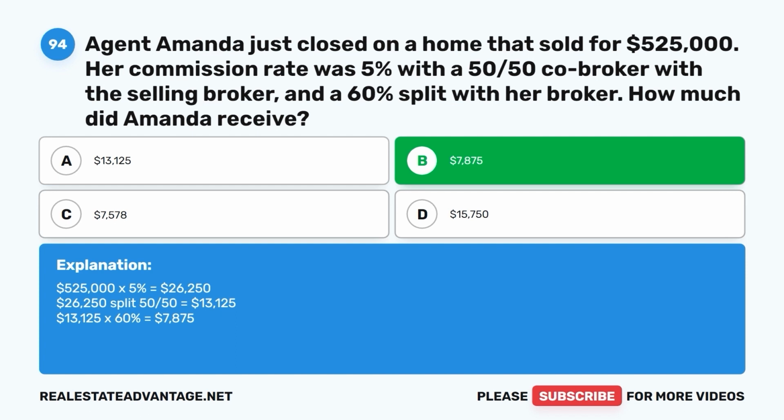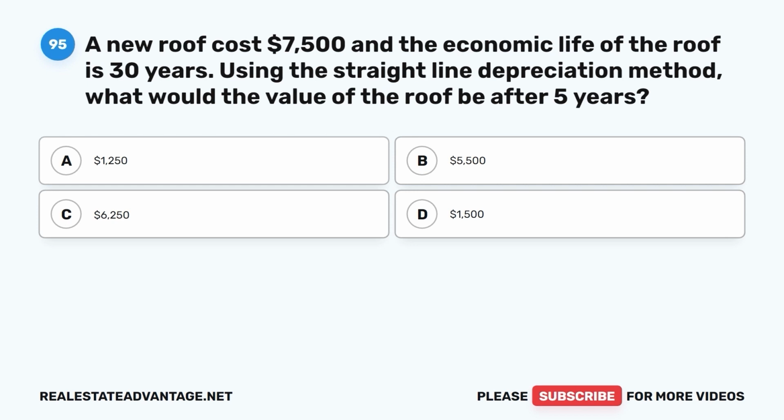$525,000 times 5% equals $26,250. $26,250 split 50-50 equals $13,125. $13,125 times 60% equals $7,875. Question 95. A new roof costs $7,500 and the economic life of the roof is 30 years.